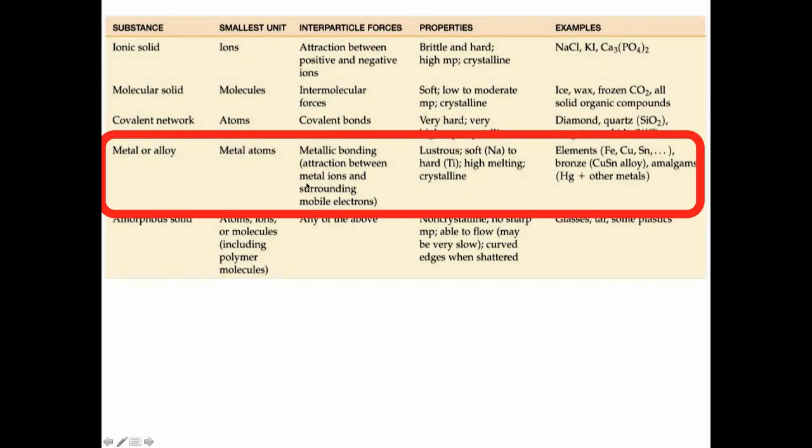Metals, we've talked about before as well, are metal atoms stuck together. They're held together by metallic bonding, which is the attraction between metal ions, and metals tend to have a lot of electrons that are just free to move around, which is why they're so conductive. And metals tend to be shiny, they can be soft or hard, usually have high melting points, and they're crystalline, and of course there are the usual examples of metals.